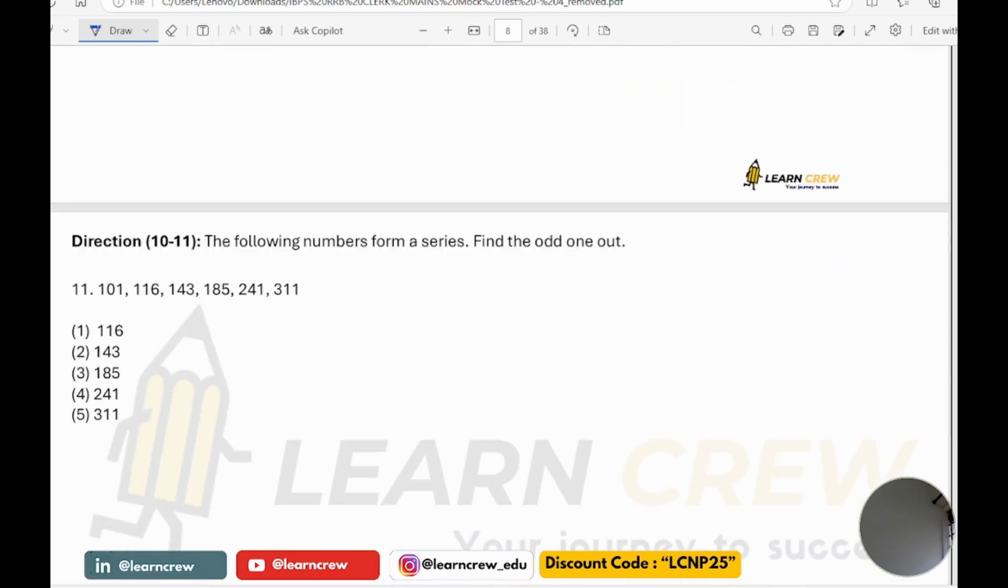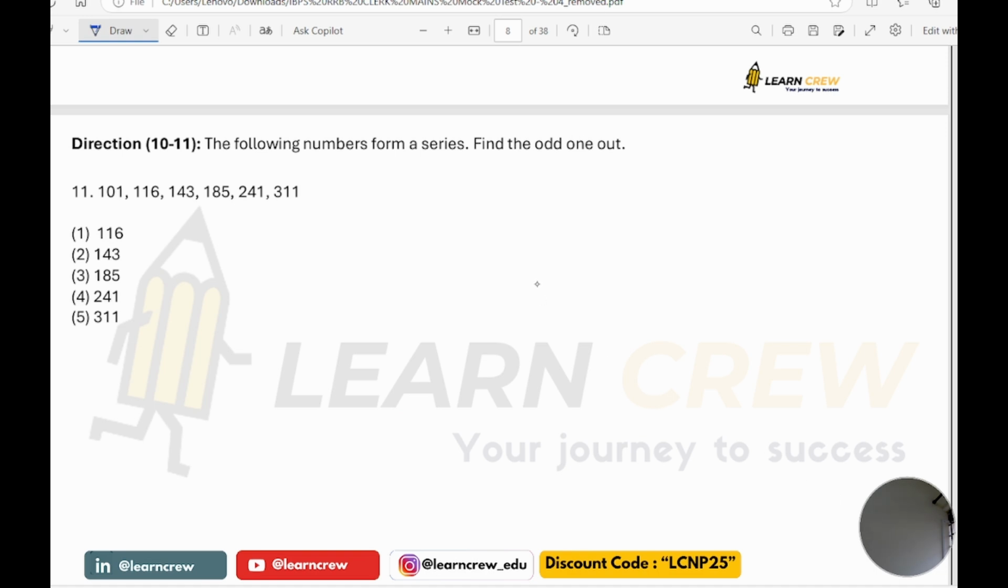Now next question. 101, 116, 143, 185, 241. So 241 minus 185 is 56, 185 minus 143 is 42. If you see here, 14 5s are, 14 4s are, 14 3s are, it has to be 14 2s, and it has to be 14 1s. So 101 plus 14 is 115. 116 is the wrong number.